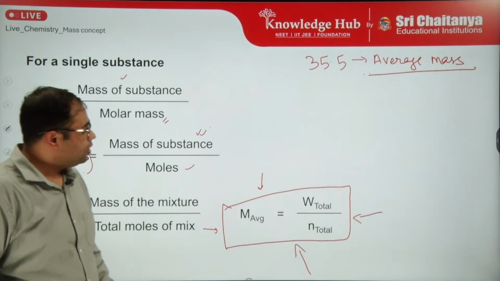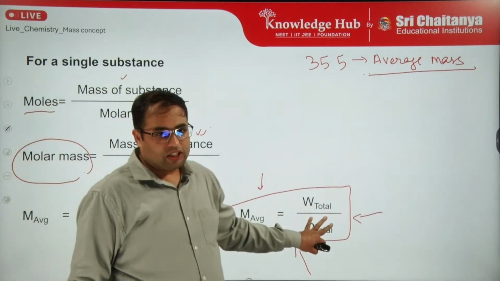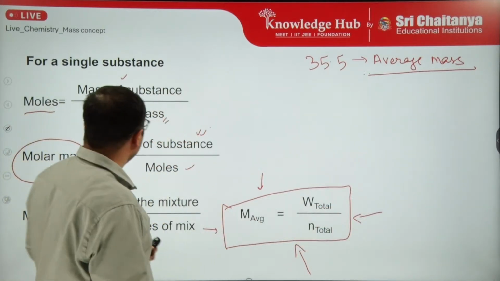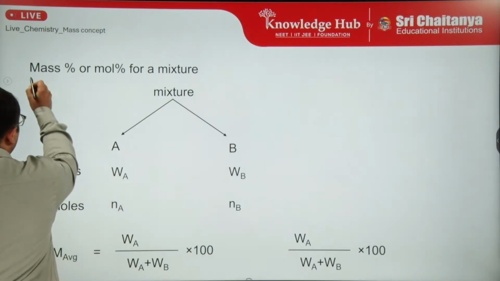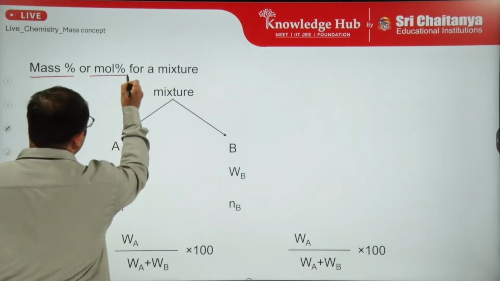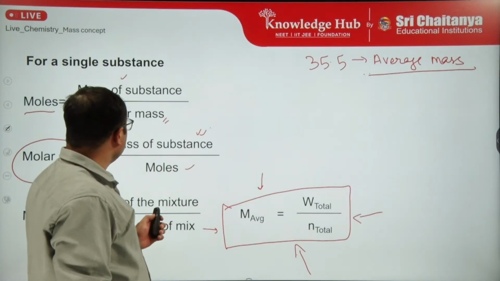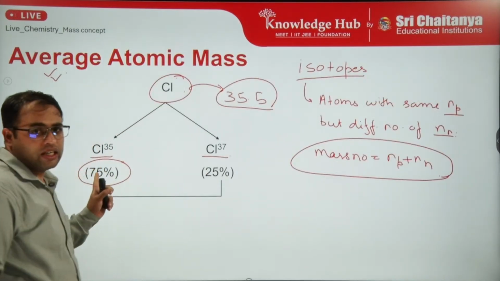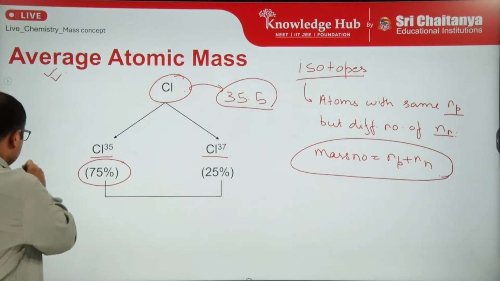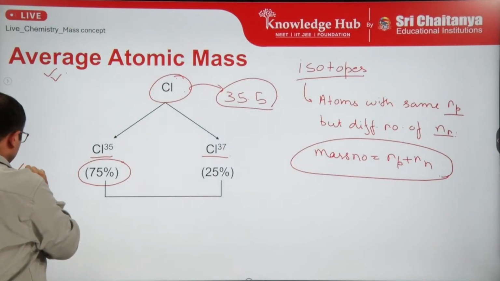So keep this formula in mind as we move forward. Right. Now, after understanding this formula for calculating average mass, let us understand what mass percentage or mole percentage is for a mixture. Because if you see, I have written percentages here, right? This is percentage abundance.